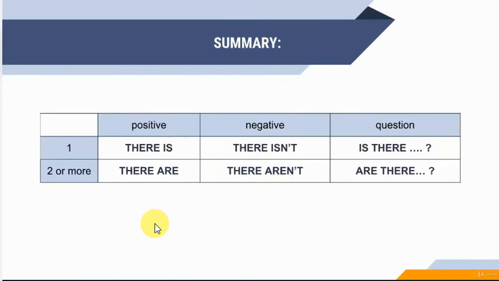Everything that we spoke about. When there is a positive sentence, one thing we speak about, there is. Two or more things, there are. Negative: there isn't, there aren't. And the question, it's really easy, you just exchange the words, you change their places.